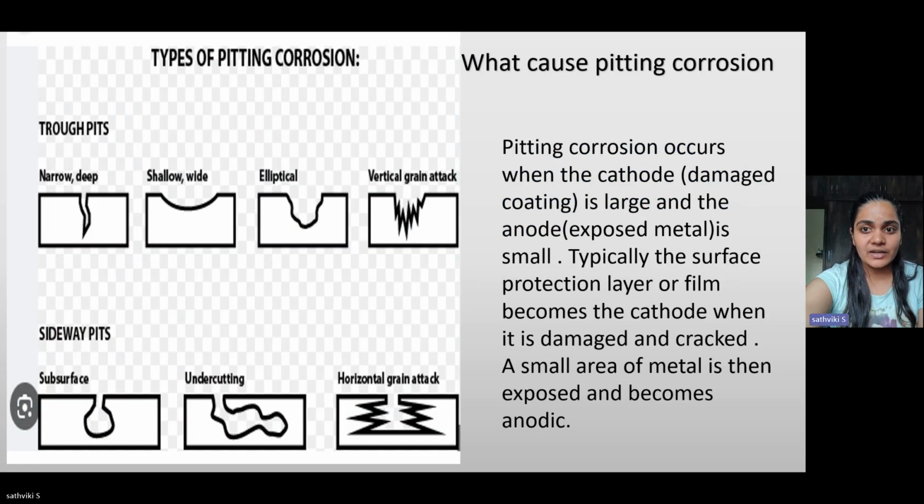What causes pitting corrosion? Pitting corrosion occurs when the cathode area is large and the anode exposed area is small. Typically, the surface protection layers are firm, but when the coating is damaged or cracked, a small area of metal is then exposed and becomes anodic.